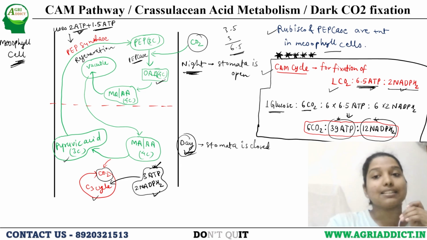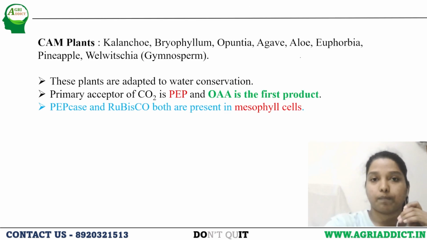For the C4 cycle, it is 30 ATP, and for this CAM pathway, it is 39 ATP. Okay, so that NADPH2 number is constant for all the 3 cases.